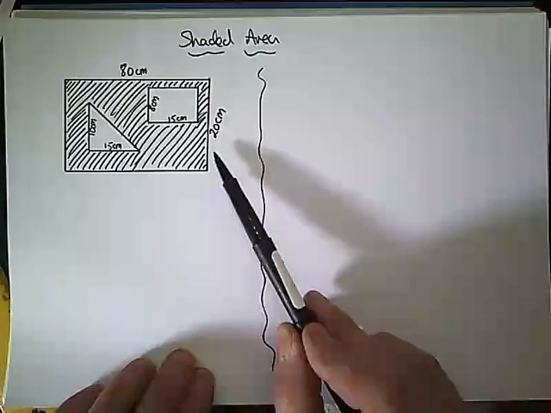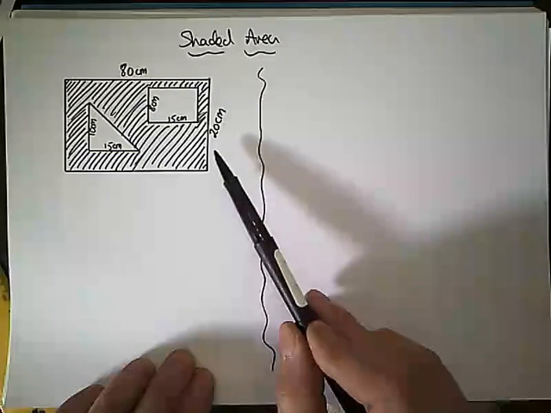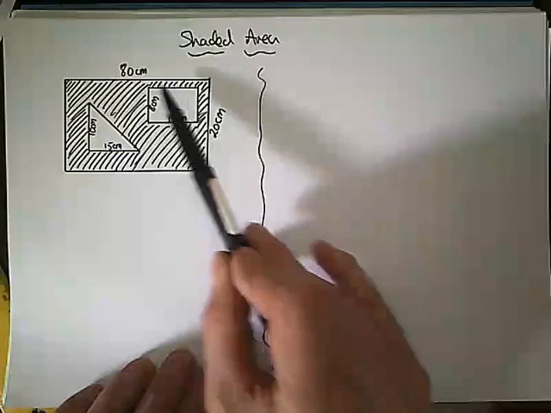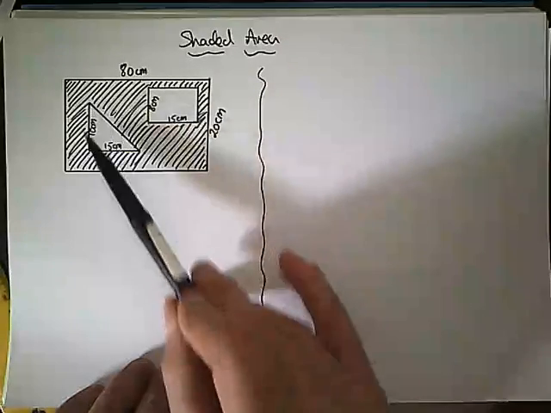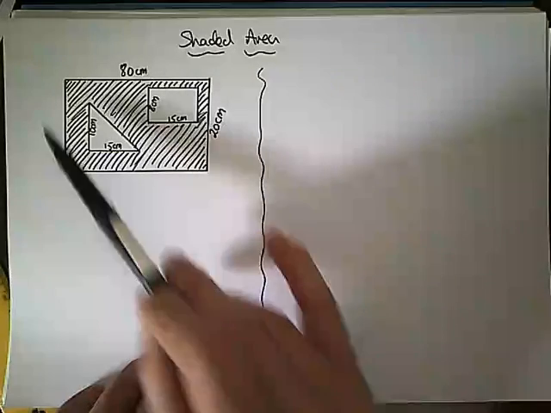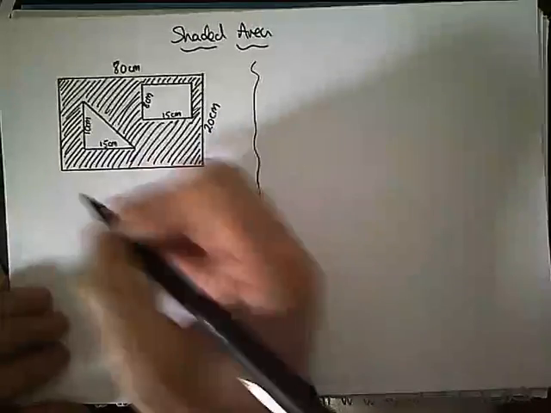In this case, it's a rectangle. It could be circular. So you could be working out the area of a circle or a semicircle. Then we work out the blank areas, the areas that are not shaded, and we take them away from the main area. So, let's consider the triangle first.